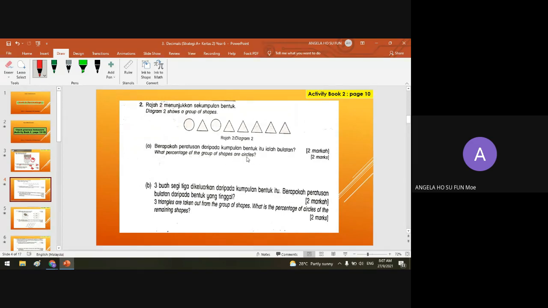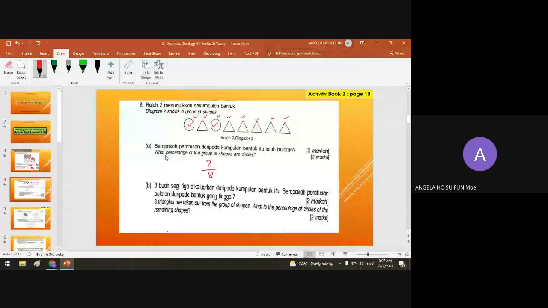Okay, circle. So, which one is a circle? This and this are circles. So you count how many circles altogether in this group of shapes. There are 2, over how many shapes altogether? You can count 1, 2, 3, 4, 5, 6, 7, 8. So overall, there are 8 shapes in this group. So I'm going to write down 2 over 8.